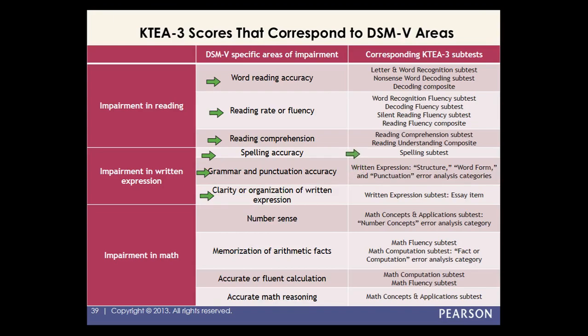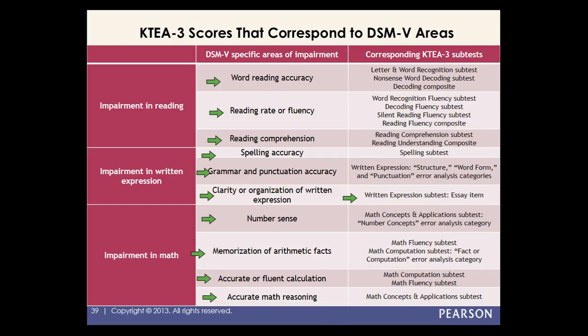Spelling, written expression subtest, essay item. So we are able to look in detail also at written expression to make these decisions. And when we break down here into impairments in math, we have to look for number sense, memorization of arithmetic facts, accurate or fluent calculation, and accurate math reasoning. And again, just wanted to show you this just to show you how they correspond. But the KTEA-3 also does have subtests that line up to those impairments on the DSM-5.